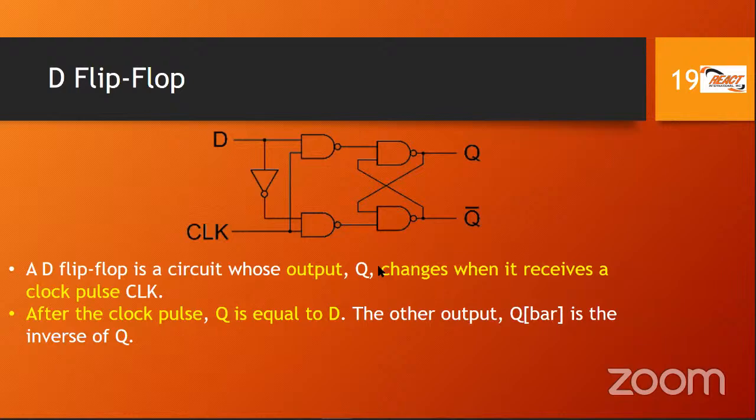So this is what you need to know for your exam: a D flip-flop is one where the output changes when you get a clock pulse. After the clock pulse is obtained, Q changes and is equal to D, and Q bar becomes the opposite or the inverse of Q. So Q is not equal to Q bar, it's the opposite.